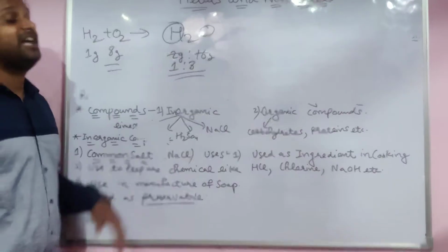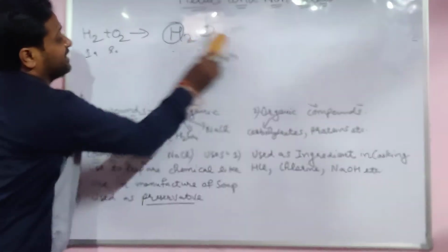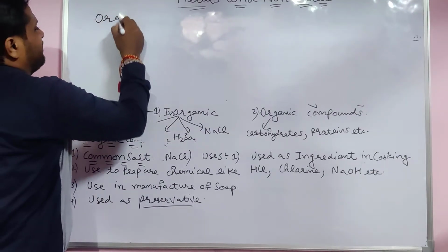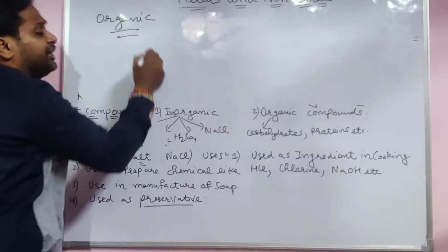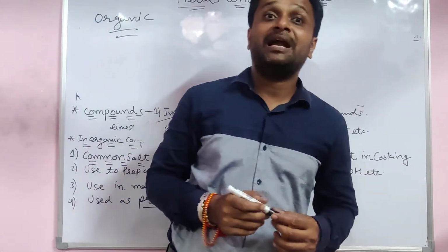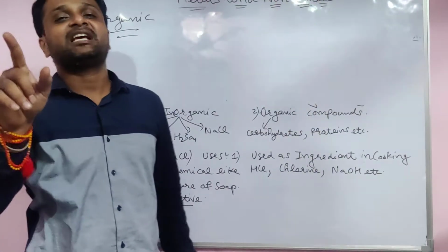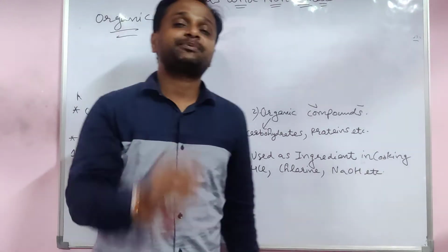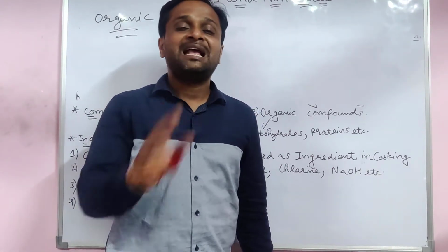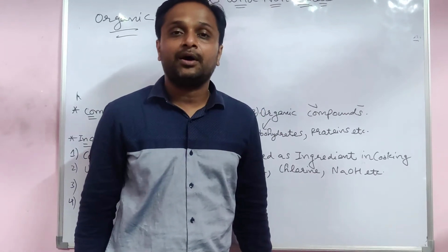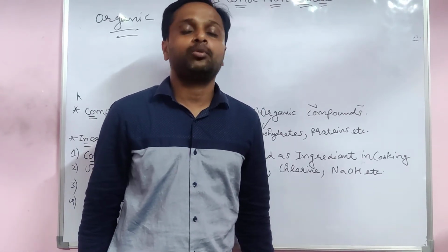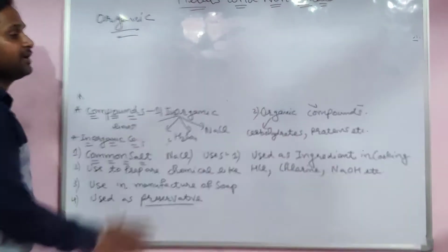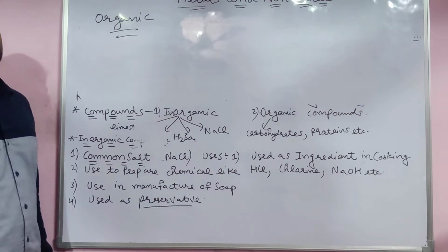Compounds are of two types: first an organic compound and second an inorganic compound. I already told you in the table of matter. Matter is classified into physical and chemical. Chemically it is divided into two parts, pure and impure substance. Pure substance is divided into element and compound. Element is divided into four parts: metal, non-metal, metalloid and noble gas. Compound is divided into two parts, organic and inorganic compounds.